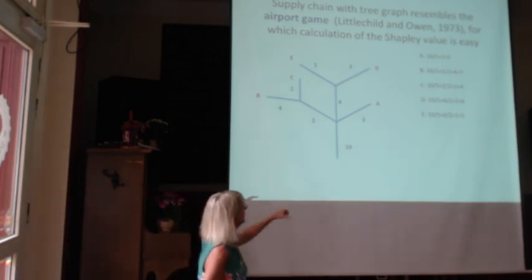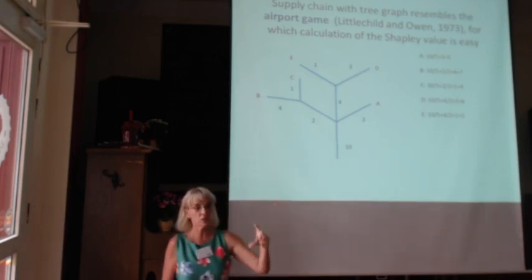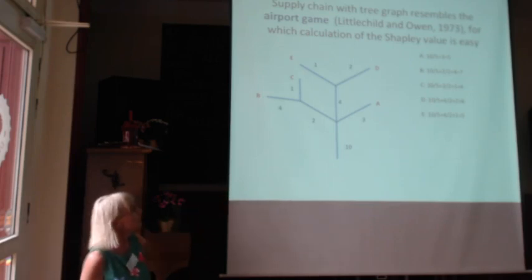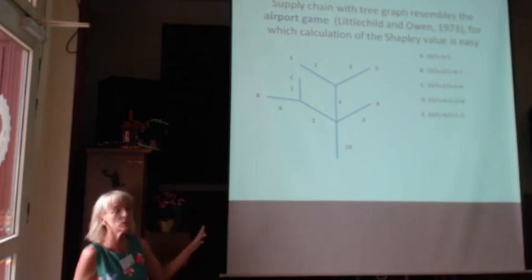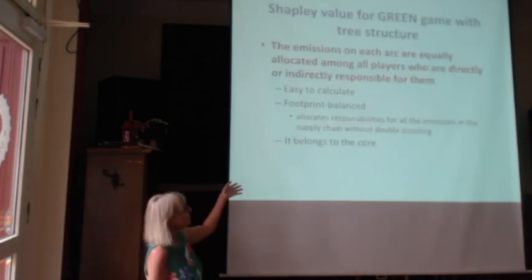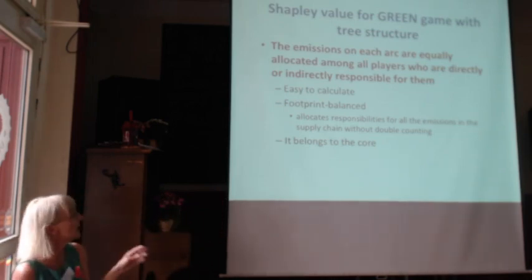So we just divide the cost of each segment by the number of the companies that are using this segment and add all of these things together, and we get a Shapley value. So this is one example in which Shapley value is extremely easy to calculate. And so this is actually what can be done with our problem if we are looking at the tree structure.